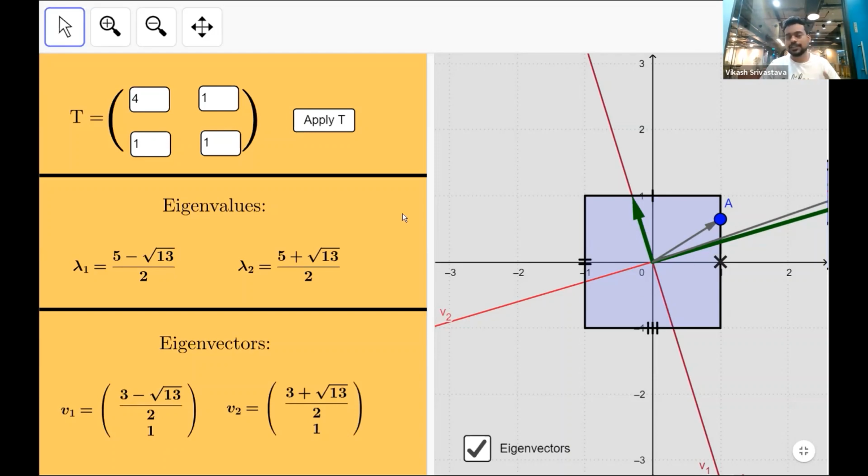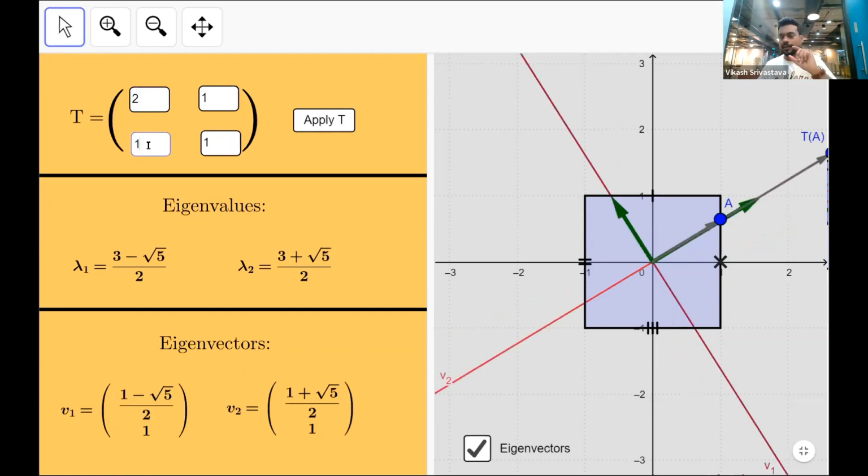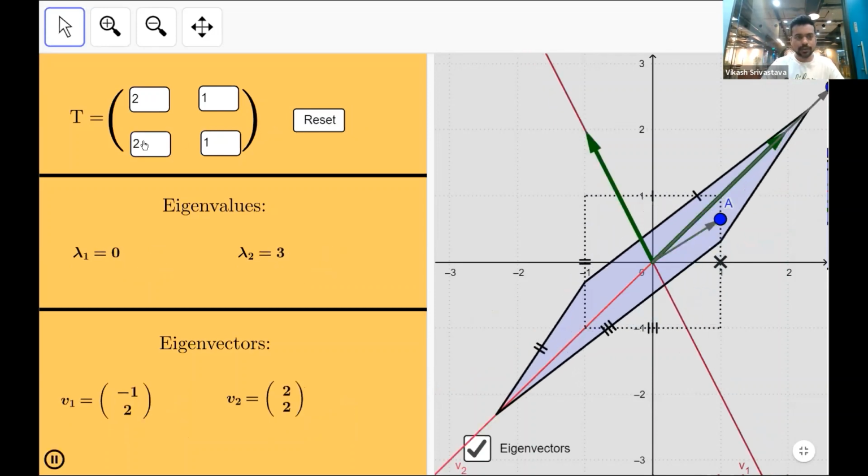But for some cases there will be no real eigenvalues, right? As in, we got that quadratic equation, right? So that quadratic equation in many cases will not have real roots, it will have imaginary roots. So in those cases we'll say that it does not have eigenvalues, right?